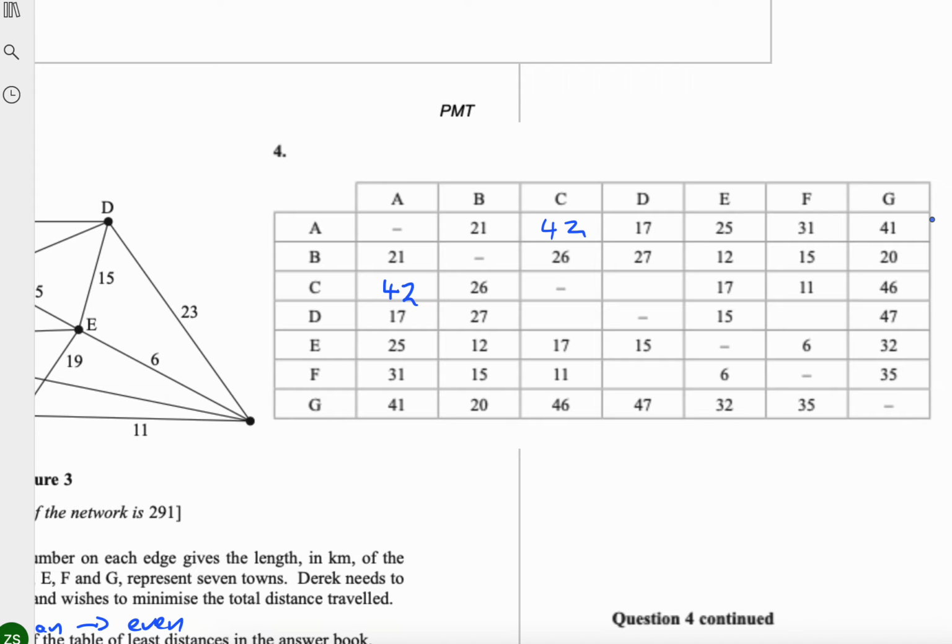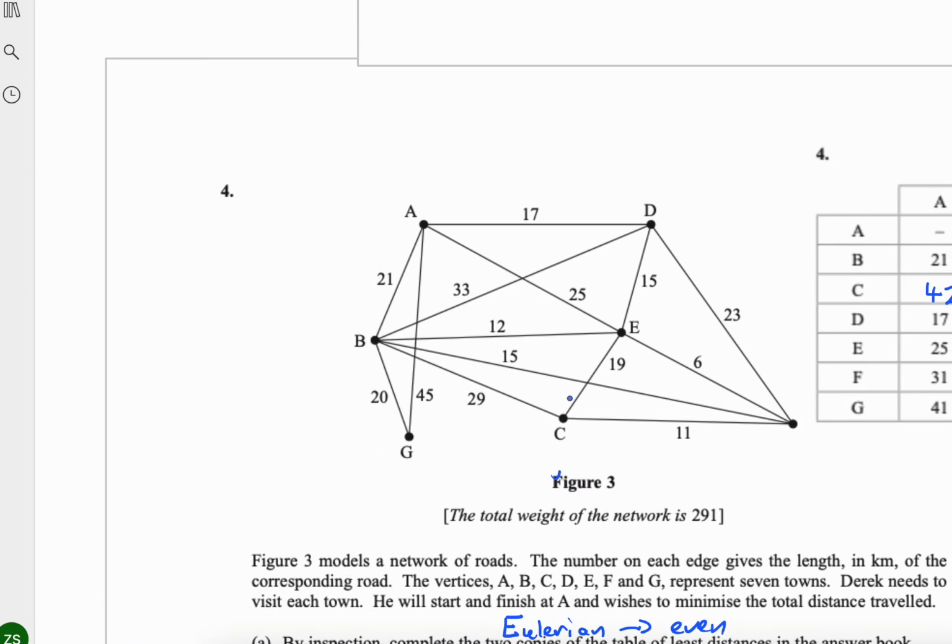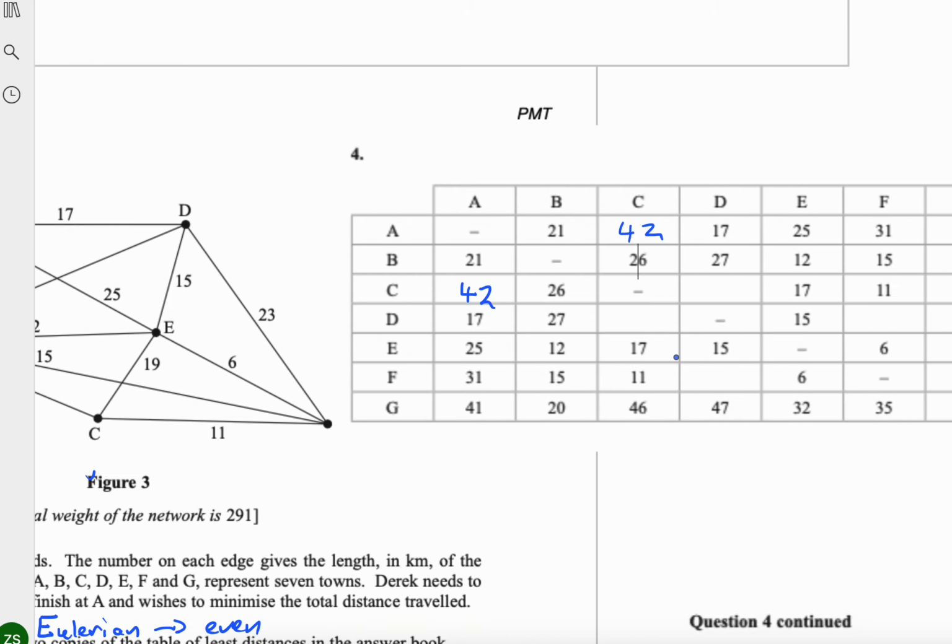What's the other route we need to determine? C to D. Let's hope that's less dramatic. So do we take the 19? No, 11 plus 6. We take 11 plus 6, that's shorter, right. So that's 17 plus 15 is? 32. 32 is correct.